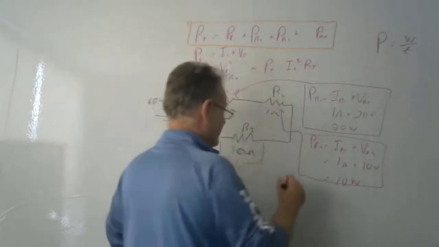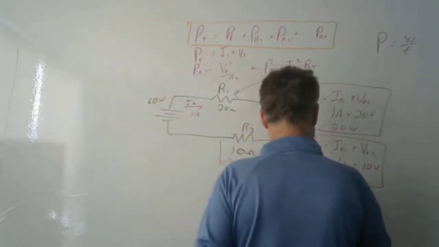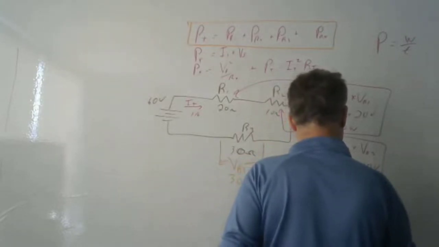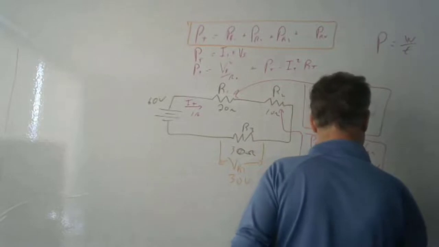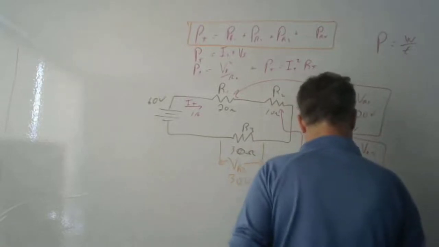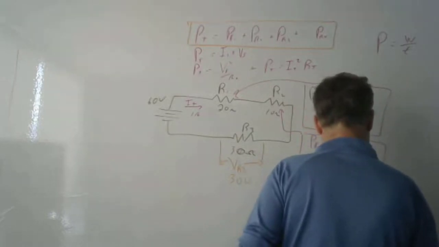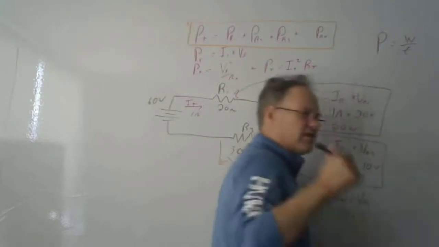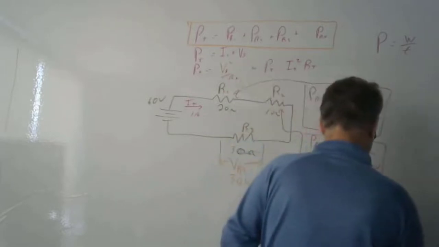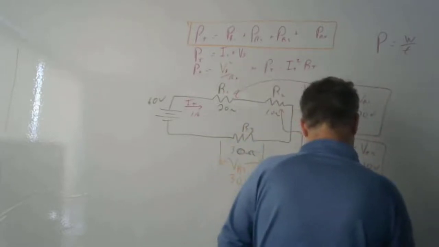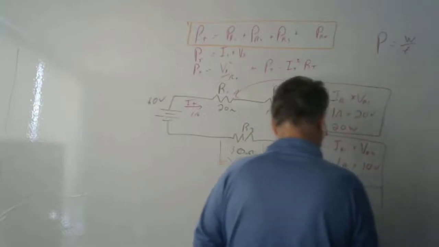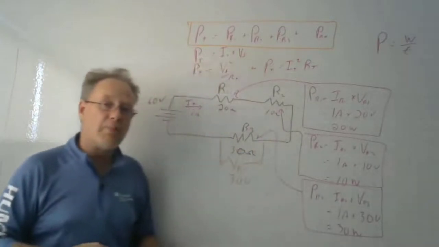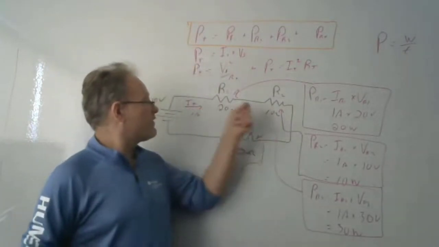This one is just as easy to calculate. PR3 is equal to I_R3 times V_R3, which is going to be 1 amp times 30 volts, which equals 30 watts. My fingers, they don't write 30 sometimes. Okay, cool. So I've got this one, and I know that represents this one. So I now know the power of this, this, and this.